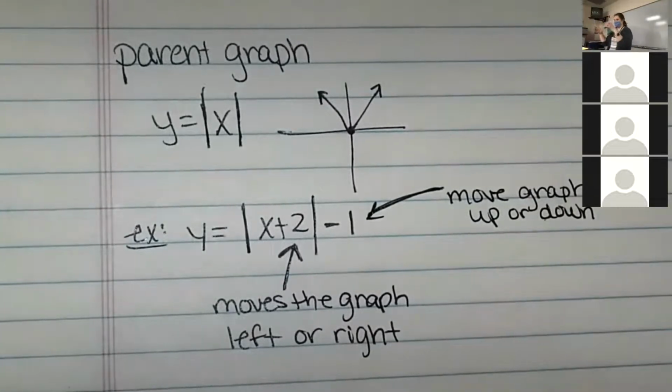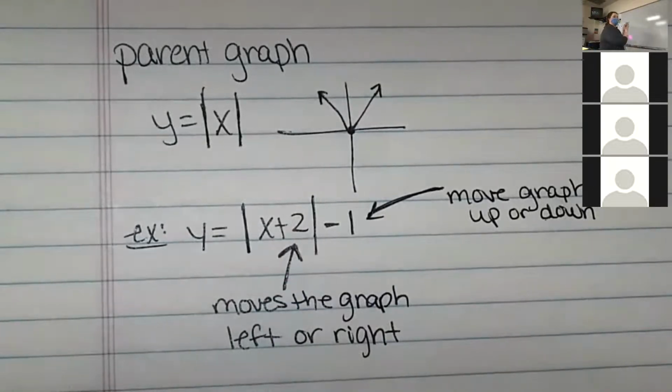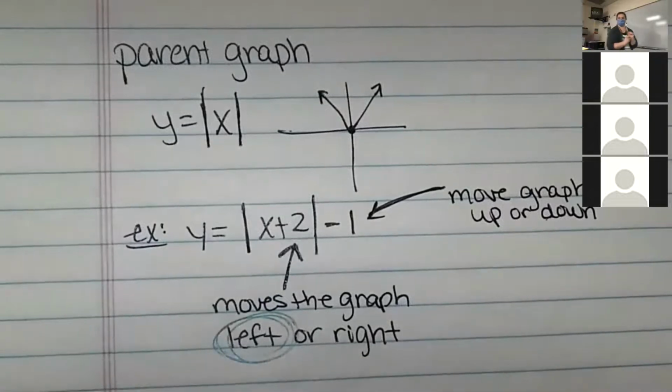Okay, so we have that parent graph, that nice V-shaped graph that has that vertex at 0, and we're going to move that. With this +2 on the inside, you would think that would move it to the right, right? You would automatically think +2 is going to go to the right. This is the unfortunate part. It does the opposite of what you think on the inside. So instead of going to the right 2, this actually would go to the left. The inside one is what's going to mess you up on this.